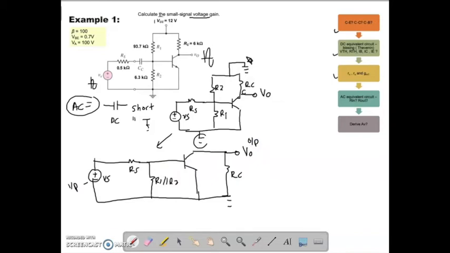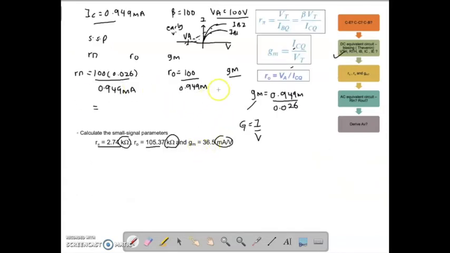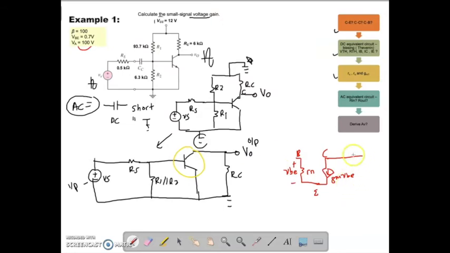Now what's next? You need to change your BJT. Remember the three terminals. How do you remember them? BEC. Between B and E you have R pi, and between C and E you have GM VBE. Where is your VBE? It is here. Since this question has VA and you calculated your R naught just now, you have your R naught here. The whole thing here represents your BJT. Then just continue with the rest of the elements.